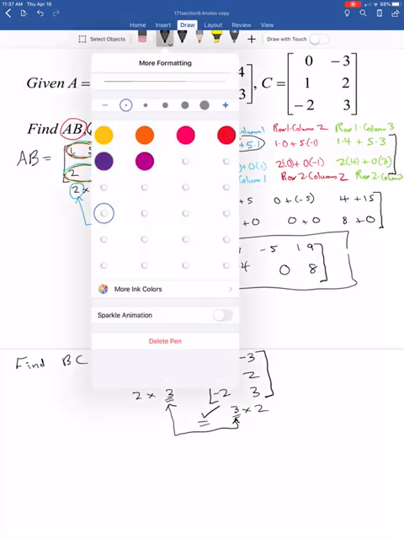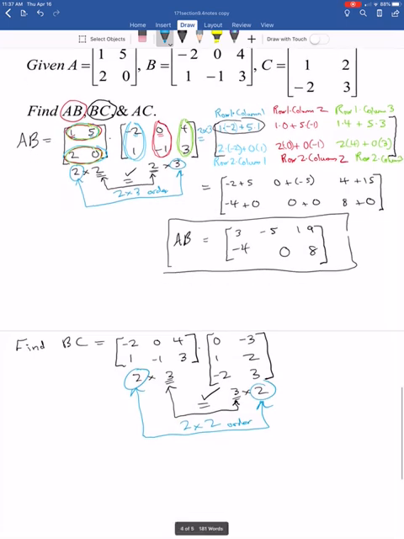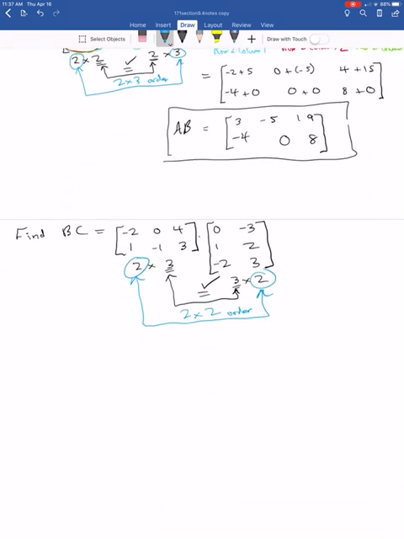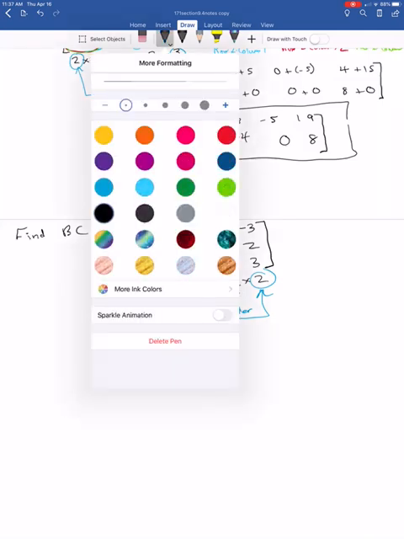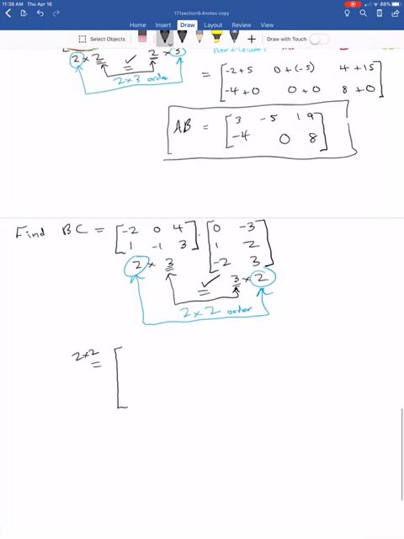Now the product matrix, we know the result from the other numbers. So we're going to have a 2 by 2 order in our product. So let's go ahead and build that. We'll build our matrix big enough for 2 rows and 2 columns, and let's start finding the entries.